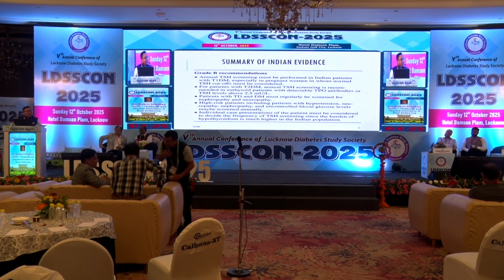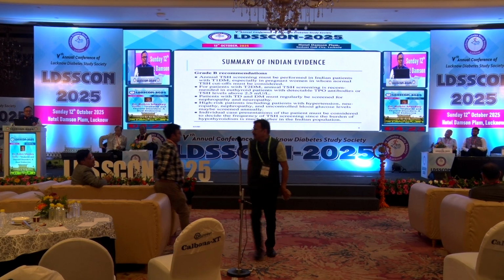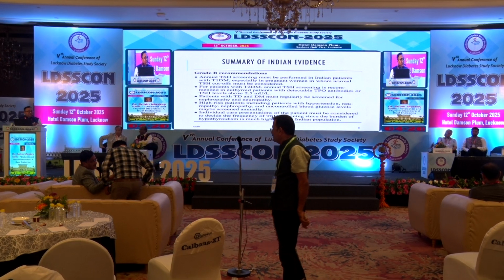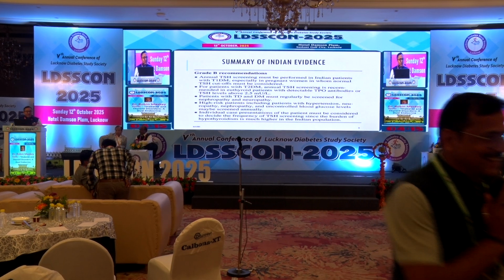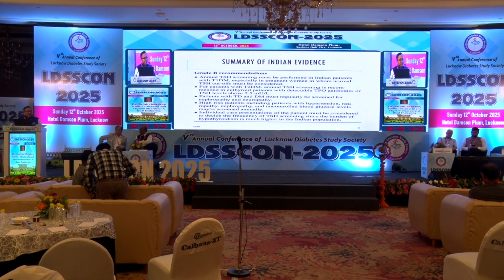And they can have neuropathy. Both the thyroid disorder and the diabetes patient can have neuropathy. So we have to screen all the patients having these symptoms for diabetes, and for the hypothyroid patient having these symptoms, we have to ask the history of diabetes and go ahead with that. High-risk patients, including those with hypertension, neuropathy, nephropathy, uncontrolled blood sugar and dyslipidemia, have to be screened annually with the thyroid function test. The individual case presentation must be considered to decide the frequency of TSH screening, since the burden of hypothyroidism is much higher in Nepal and India.